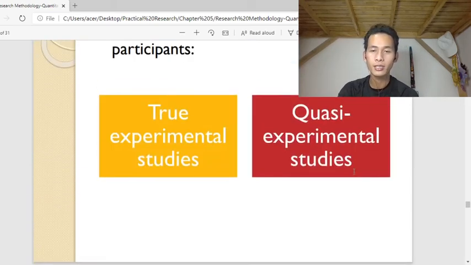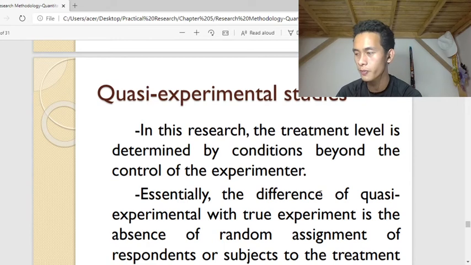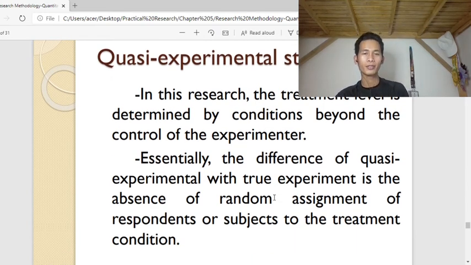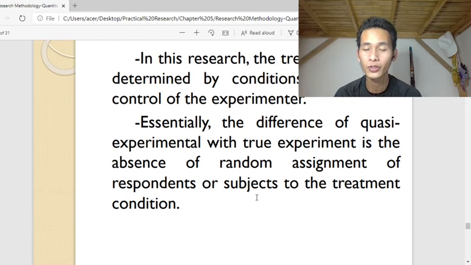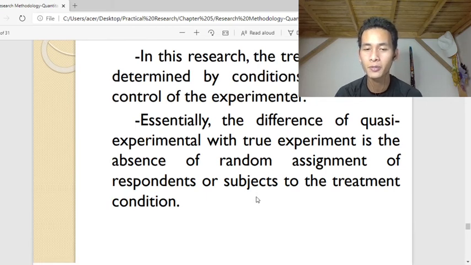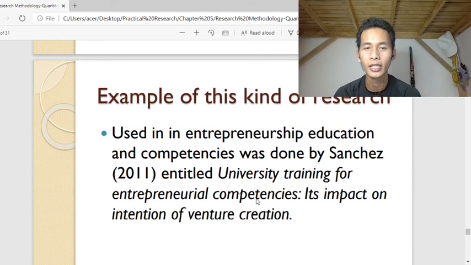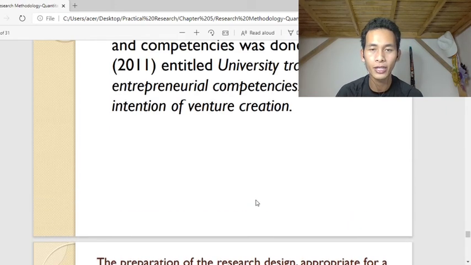Aside from true experimental studies, we also have quasi-experimental studies. True experimental studies are a genuine experimental design, while quasi-experimental is like an experimental study, but not really a true experimental study. In this research, the treatment level is determined by conditions beyond the control of the experimenter. The difference of quasi-experimental from true experiment is the absence of random assignment of respondents or subjects to the treatment condition. An example of this kind of research used in entrepreneurship, education, and competencies was done by Sanchez, 2011, entitled University Training for Entrepreneurial Competencies, Its Impact on Intention of Venture Creation.